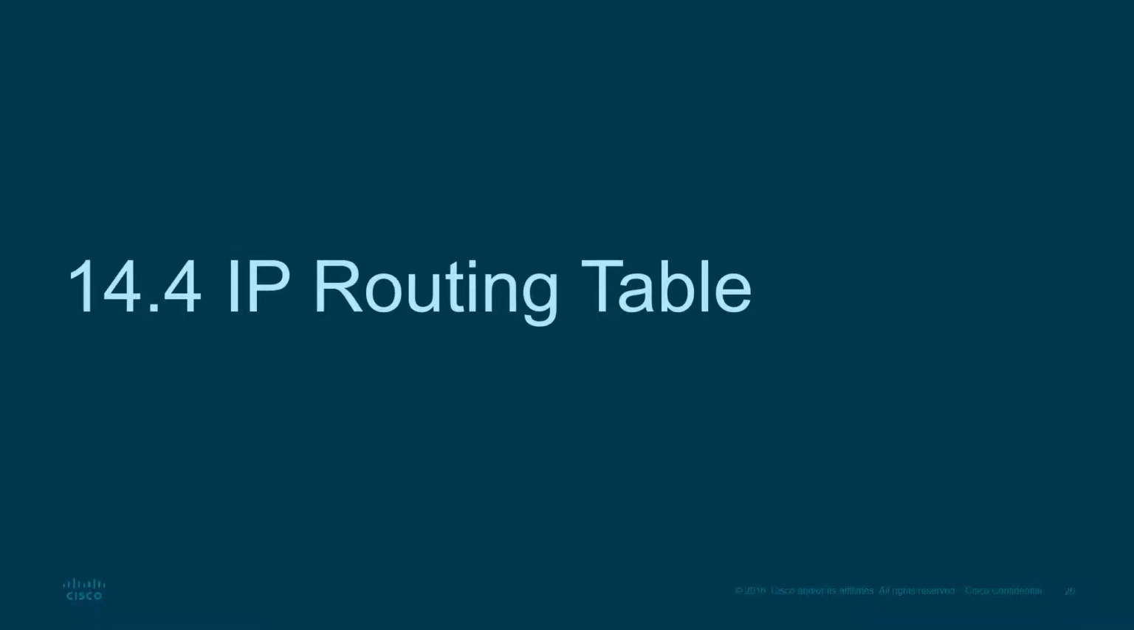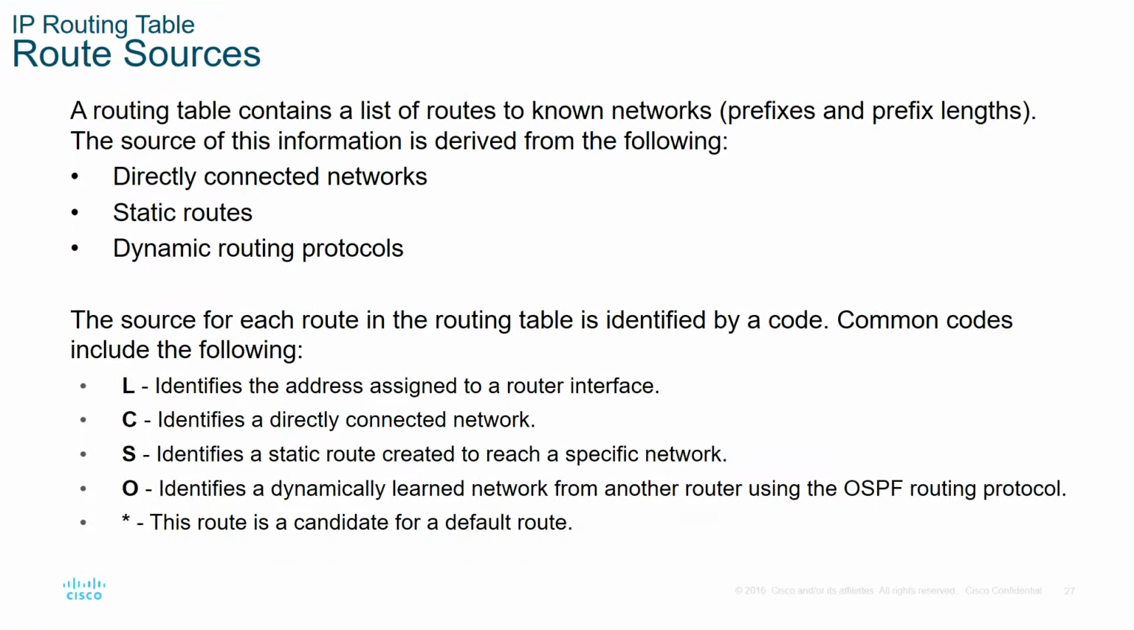The IP routing table. Route sources. A routing table contains a list of routes to known networks, prefixes and prefix lengths. The source of this information is derived from the following: directly connected networks, static routes, and dynamic routing protocols. The source of each route in the routing table is identified by a code.